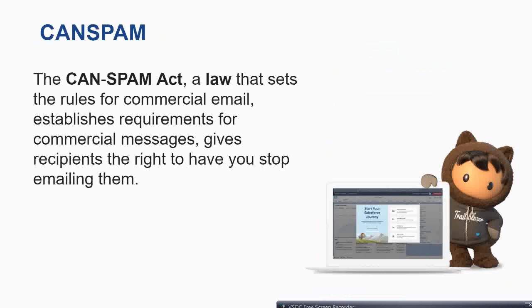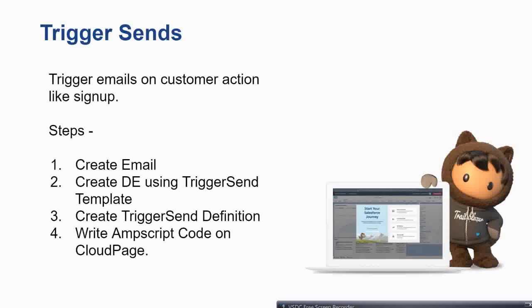So this is CAN-SPAM. CAN-SPAM, as I have said, is a law. This law is to prevent spamming. A company should abide by this rule, so that the user has the option to unsubscribe through one click and stop the email from coming to them. Okay, so that is a very short thing, but now it's trigger send.